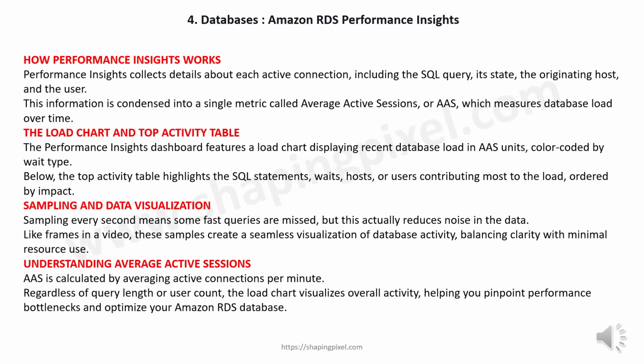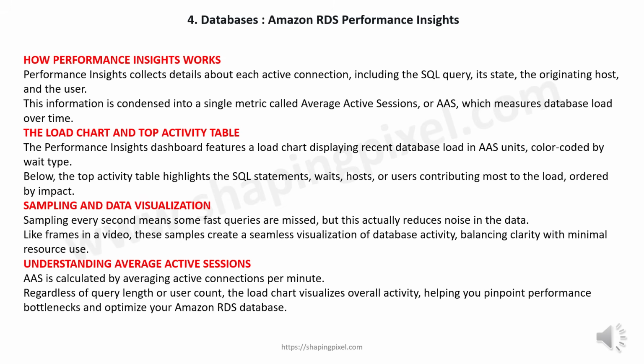Amazon RDS Performance Insights helps you understand your database's workload without adding significant overhead. It samples connection data from memory every second, tracking whether each connection is active or idle, and impacts performance by less than 1% of CPU load. Performance Insights collects details about each active connection, including the SQL query, its state, the originating host, and the user. This information is condensed into a single metric called Average Active Sessions, or AAS, which measures database load over time.